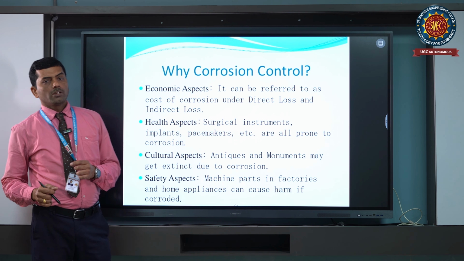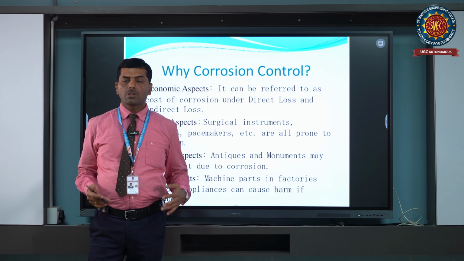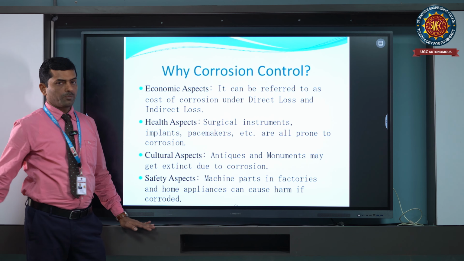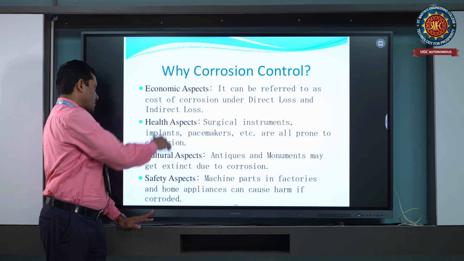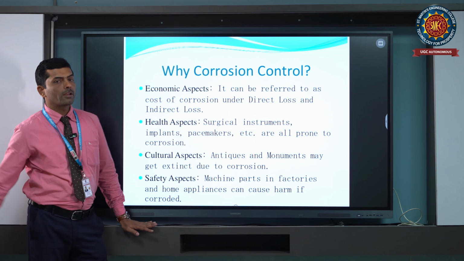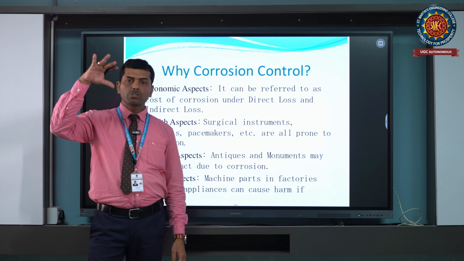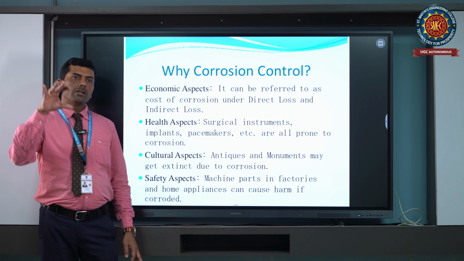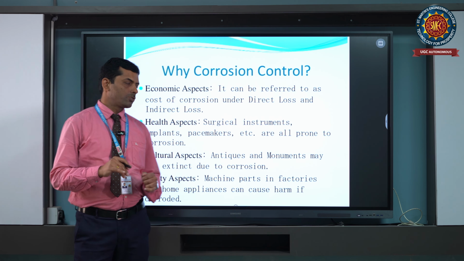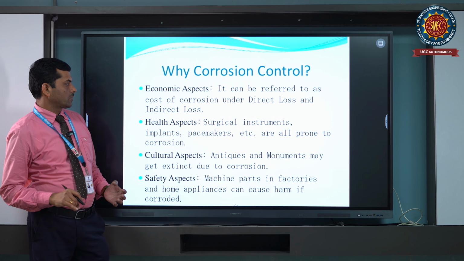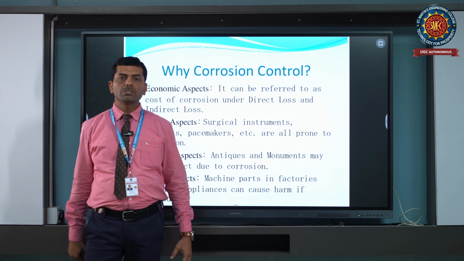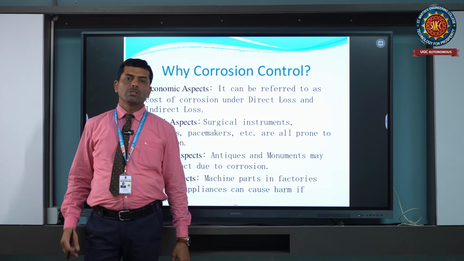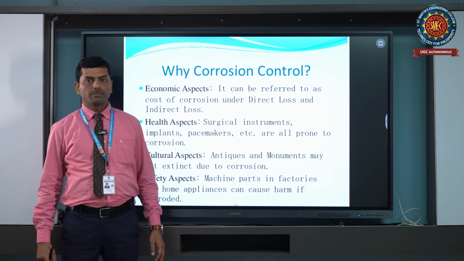So why should corrosion control be a continuous process? First, we can see the economic aspects. It can be referred to as the cost of corrosion, under direct loss and indirect loss. So we should avoid the direct loss and indirect loss. That is a major advantage of controlling corrosion. Next, health aspects. You can see the regular usage of surgical instruments and domestic appliances, in both the kitchen and also in health.